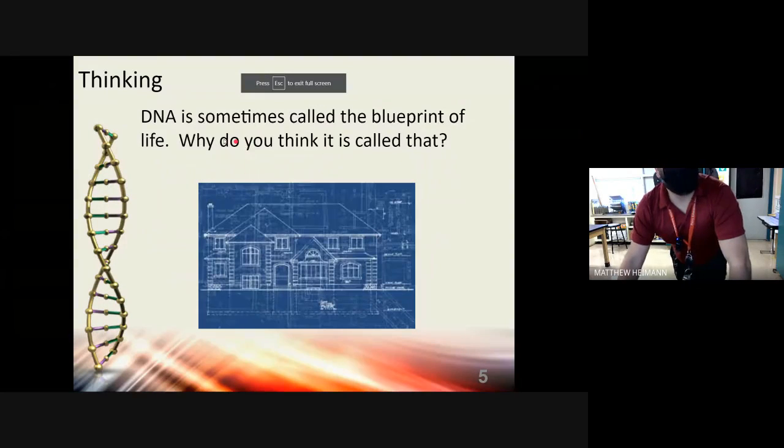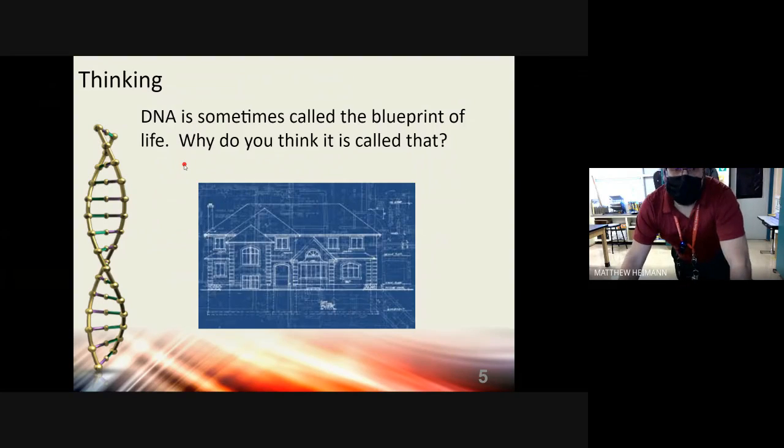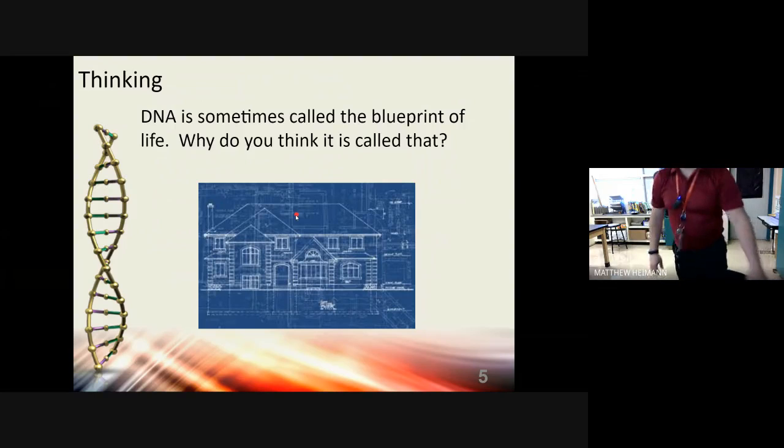Slide 5. Thinking. DNA is sometimes called the blueprint of life. Why do you think it is called that? Well, Joe pretty much just answered that. Because it's the instructions for what the organism should be. Just like a blueprint is instructions for what a house or building should look like. Nice.